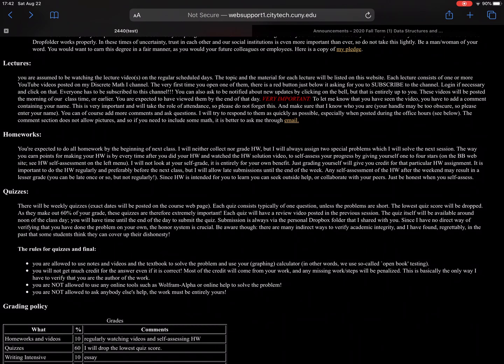So I'm going to read now. Read with me, homeworks. You're expected to do all homework by the beginning of next class. I will neither collect nor grade homework, but you're going to get points for it. So how does it work? Well, I will assign 2 special problems, the 2 problems that I just mentioned, which I will solve in the next session. That's what is going to go into the homework solution videos the next time. As I told you, I'm not going to do all the homeworks, mostly because most of them already have solutions in the back of your book.